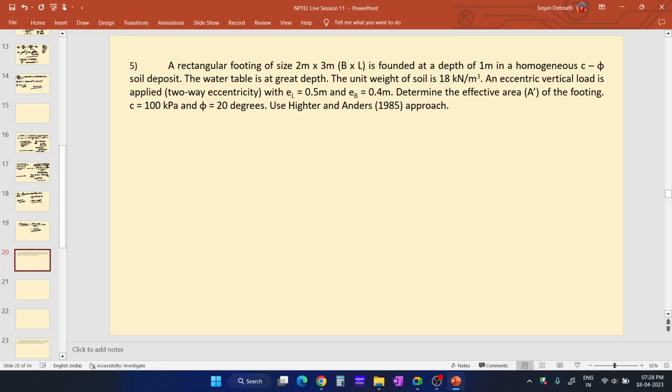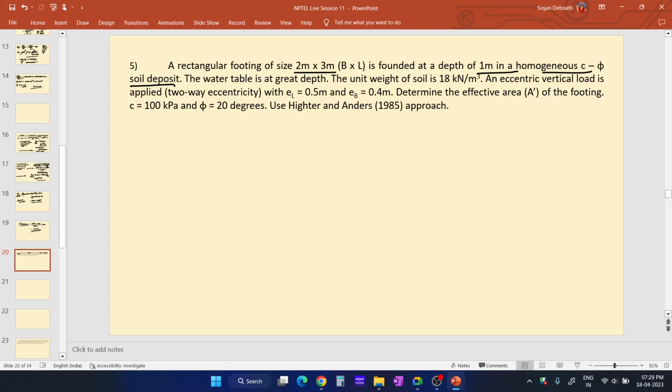A rectangular footing of size 2 meter by 3 meter is founded at a depth of 1 meter in a homogeneous C-phi soil deposit. The water table is at a great depth. The unit weight of soil is 18 kilonewton per meter cube, and an eccentric vertical load is applied with eccentricity eL equal to 0.5 meter and eB equal to 0.4 meter.